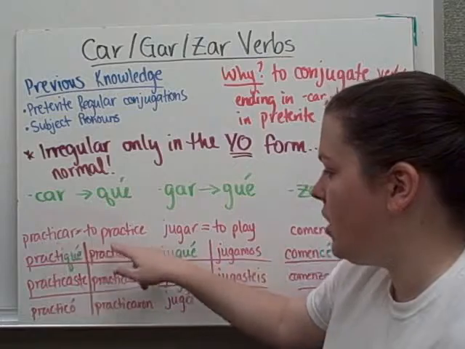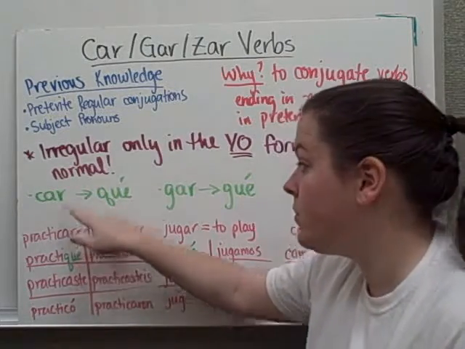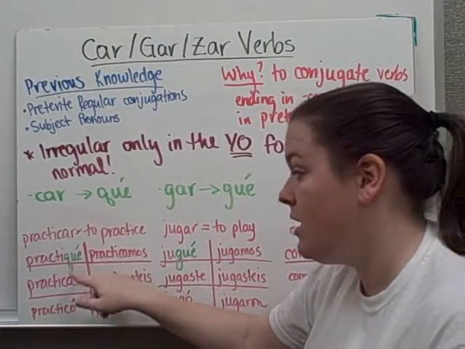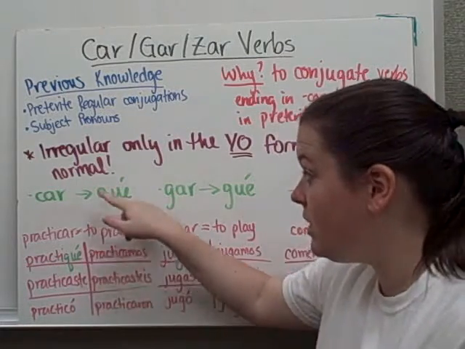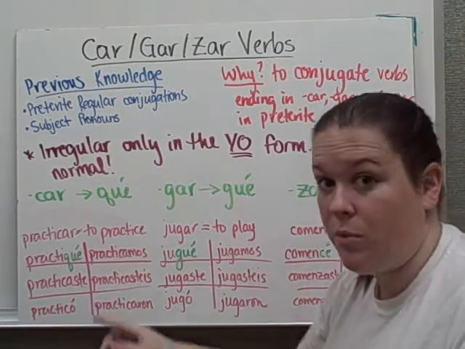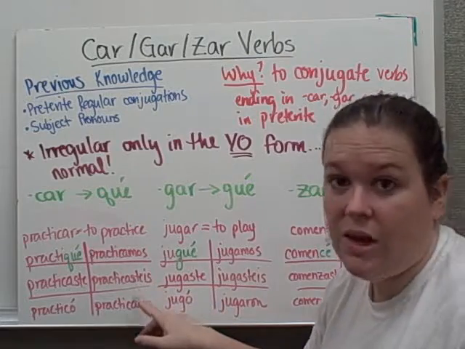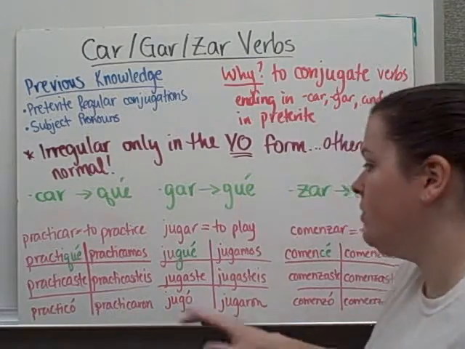So if you look here, practicar, to practice. Practiqué. I took off the car and I added qué. Now if you look, you'll see the green, it's only irregular for the yo form. So all the other forms are normal. Practiqué, practicaste, practicó, practicamos, practicasteis, practicaron.